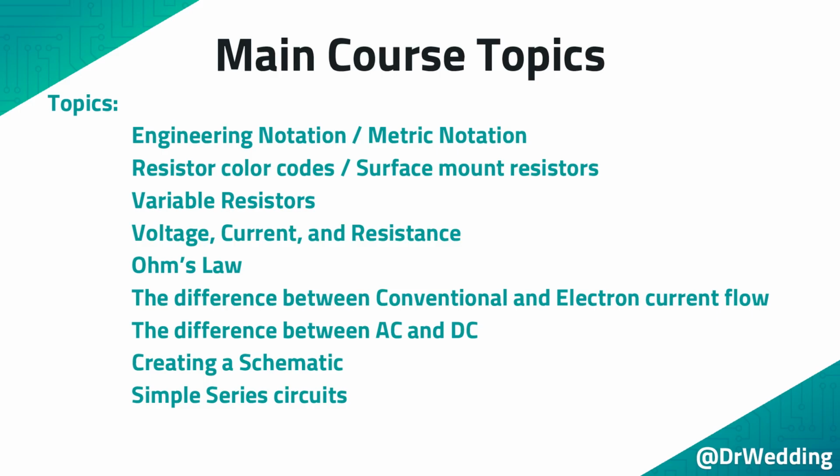Once you have an understanding of current and voltage, the difference between conventional current flow and electron current flow will be explained. This is followed by an explanation of how AC and DC are different. The last introductory topic is how to create a schematic using standard electronic symbols. This is necessary because the rest of the course will use schematics. The first type of circuit that will be analyzed will be the simple series circuit.